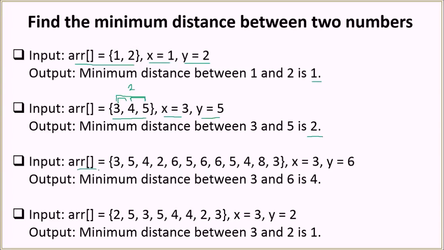Then we have a bigger array this time. We have to find the minimum distance between 3 and 6. So let's see, we have a 3 here, we have a 6 here, 6 here, 6 here, and 3 here. Okay, so looks like we have only two threes, one at the starting and one at the end. So the minimum distance, this distance is 4, and this distance is again 4. So the minimum distance will be 4.